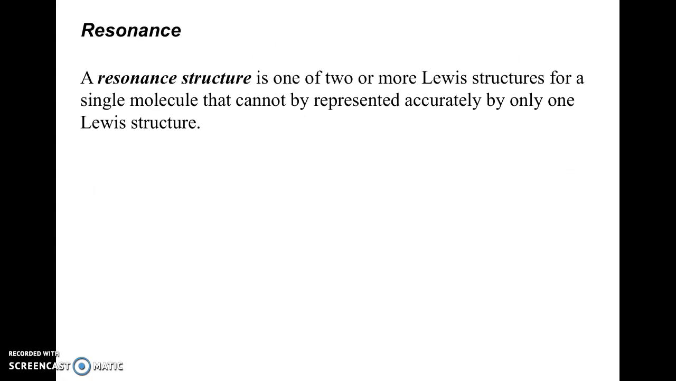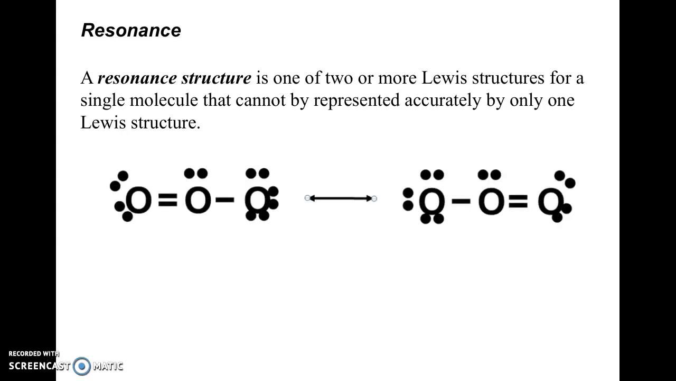A resonance structure is one where 2 or more Lewis structures don't represent the molecule very accurately. And I've got some examples here. One is ozone, and so the double bond can be on the left, or the double bond can be on the right. And we use a double-headed arrow to indicate that the molecule is actually going back and forth, or there is an average structure, which is not something we can readily draw.